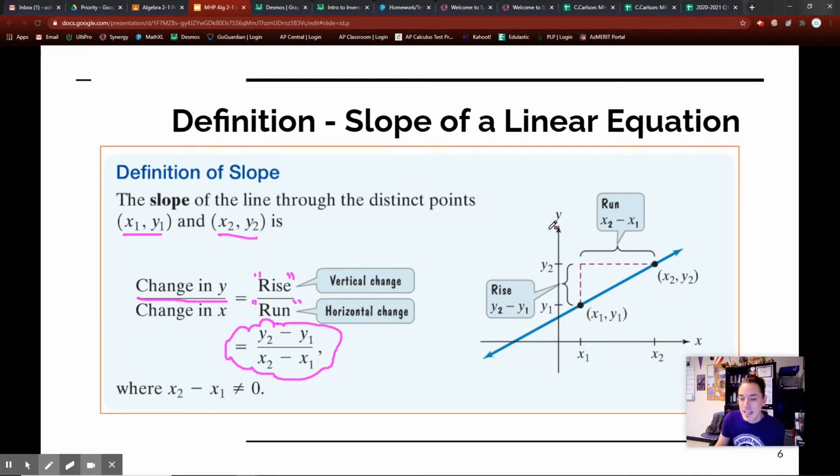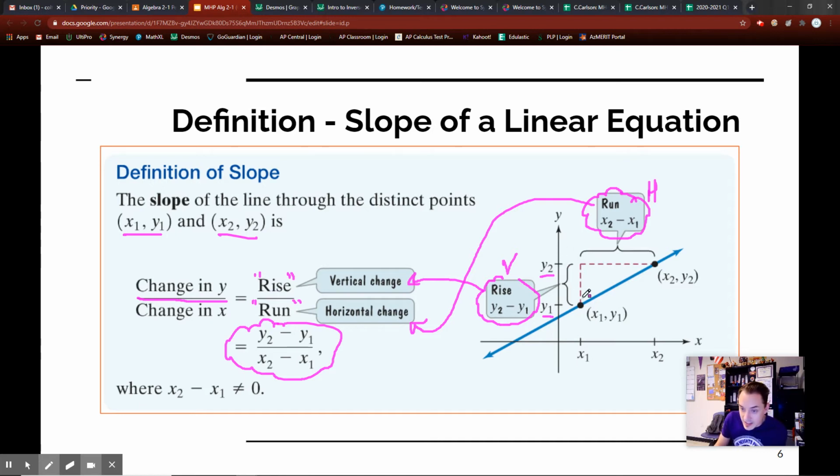Okay? What does that look like graphically? Graphically, it looks like this. So this, y2 minus y1, notice how this is the rise, this is the change. This is the vertical change, or the change in y. And this right here is the run, the horizontal. So it's the change in the horizontal part, x2 minus x1.